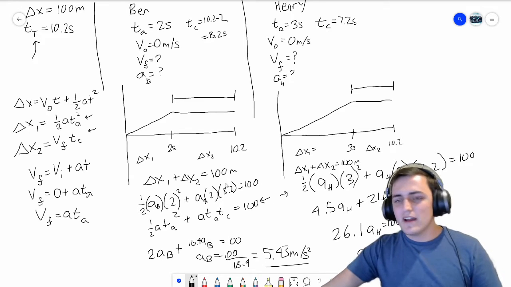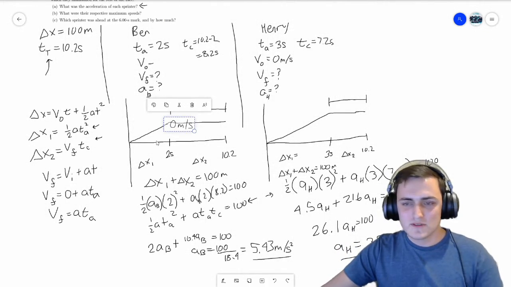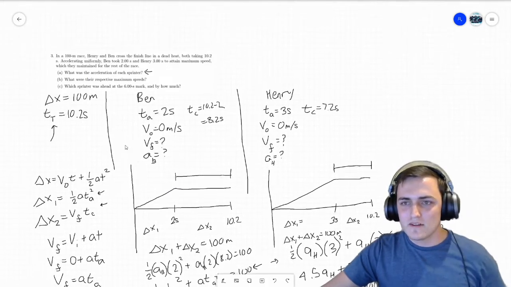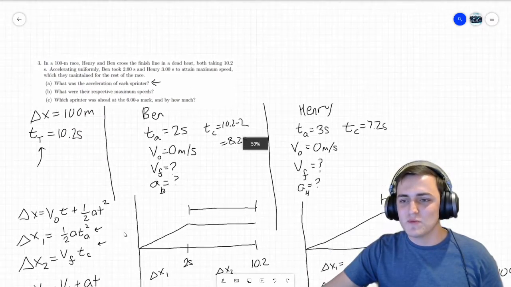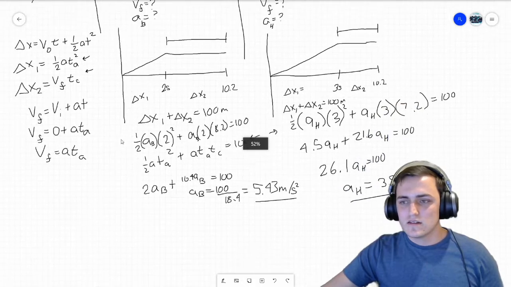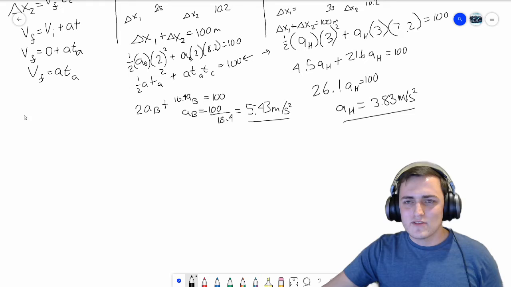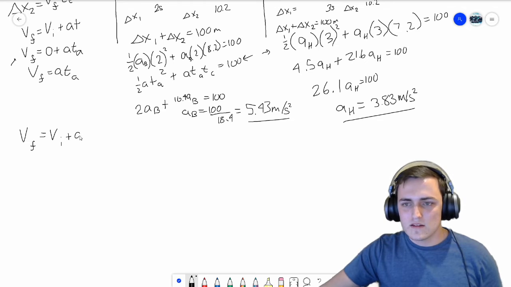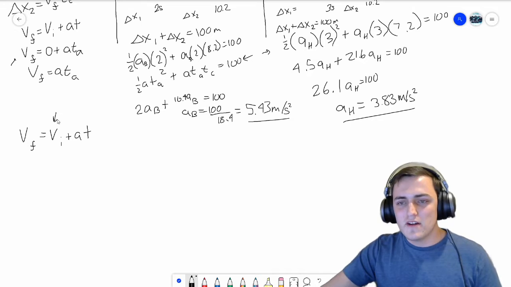Now, this is just part A, right? The next step is, if we look back at the original question, it says, now what were the respective maximum speeds? So how are we going to find max speed? If you go back and look at this equation up here, let's rewrite it down here. V final, actually V initial plus acceleration times time. Well, now we know V initial to be 0, so we can just drop that term.